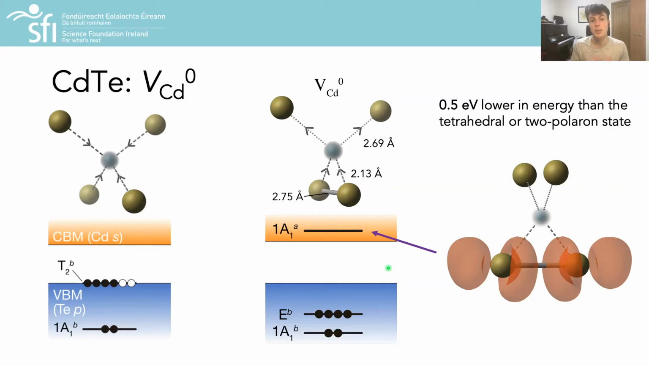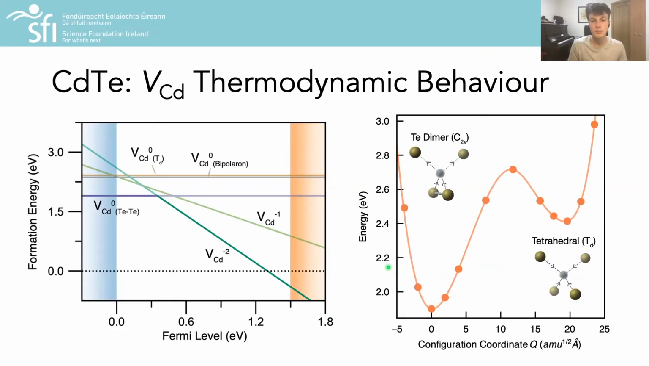In this case, the metalloid character of our anion, tellurium, allows it to undergo this somewhat unusual or unexpected dimer formation. This dimer state is much lower in energy than the tetrahedral or bipolaron solutions, and this drastically affects both the thermodynamic and, as you'll see in a second, electronic behavior of this defect species.